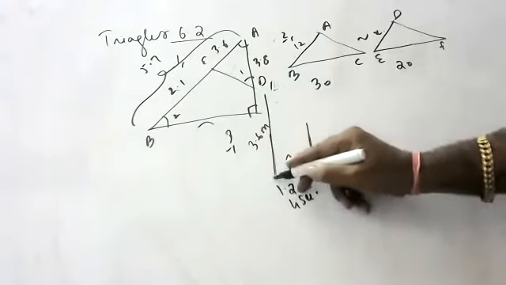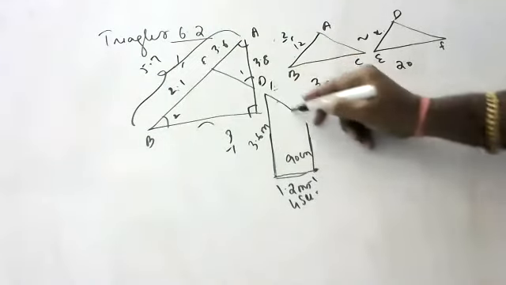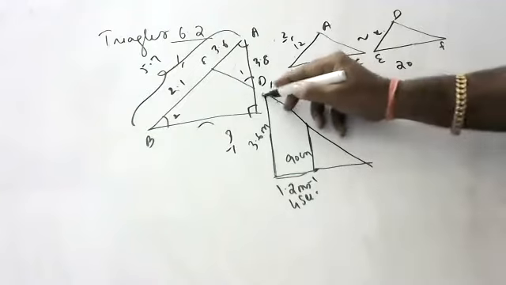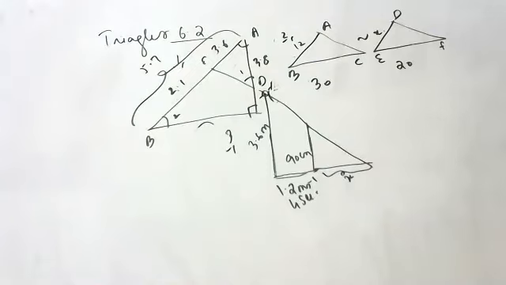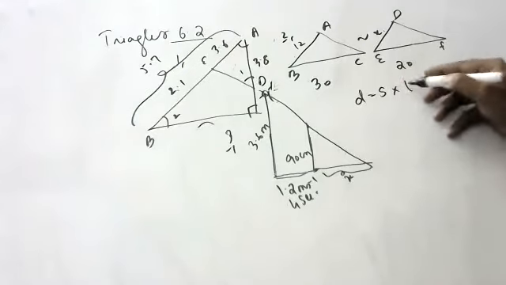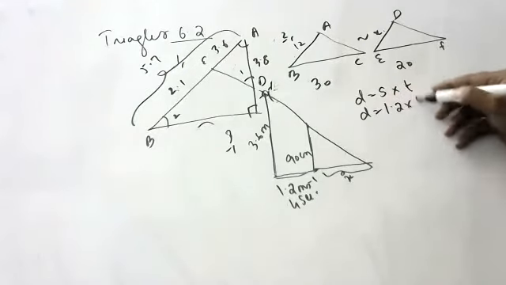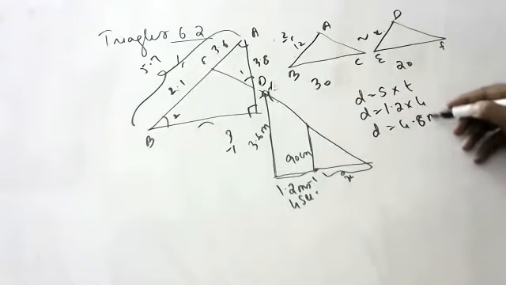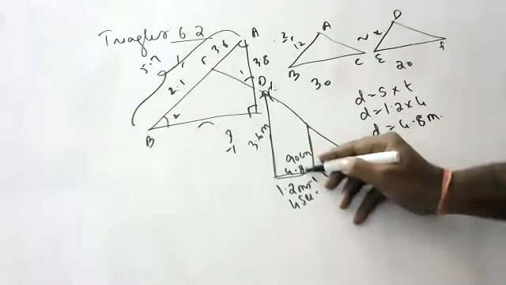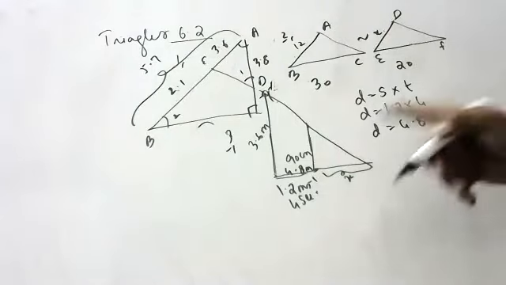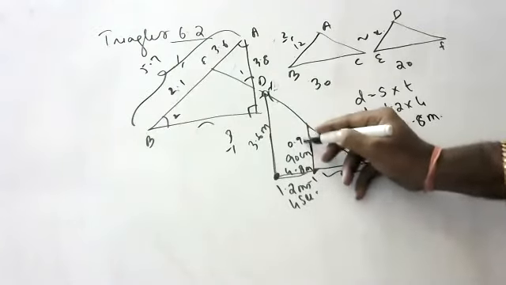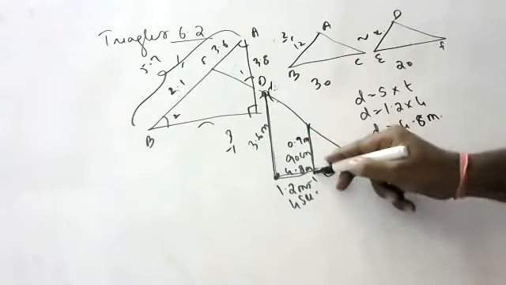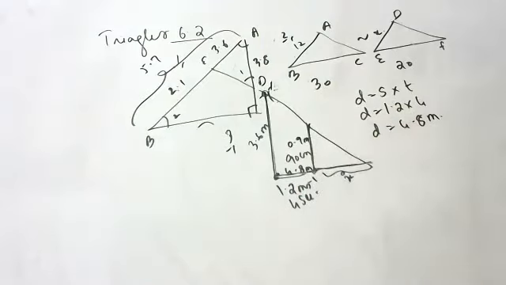Initially, the girl is here. She started moving like this. Because of the lamp post, the girl's shadow will fall here. What is the length of her shadow? This is the question. We know distance is equal to speed into time. Distance is 1.2 into 4, so 4.8. In 4 seconds, this girl has traveled 4.8 meters. 90 centimeters means 0.9 meters. This is 3.6, this is 0.9, this is 1.2, and this you have to find out.